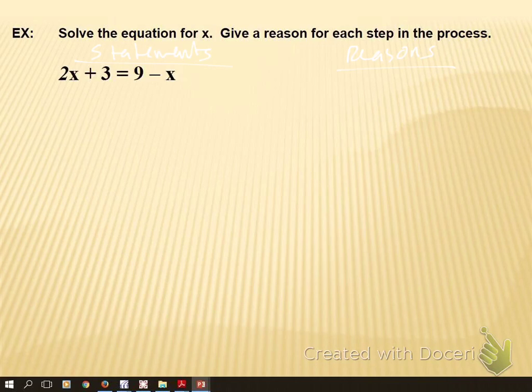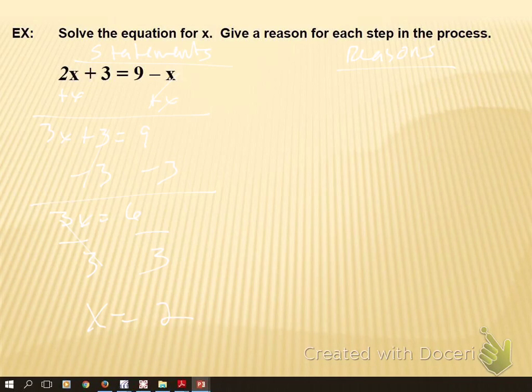So think about that. What are you going to do first, then second, then third, and then you're going to be done. So I'm going to go ahead and do that. Solve the equation. We're going to add x. So we get 3x plus 3 equals 9. Then we're going to subtract 3. Then divide by 3. And look at that, x equals 2 again.